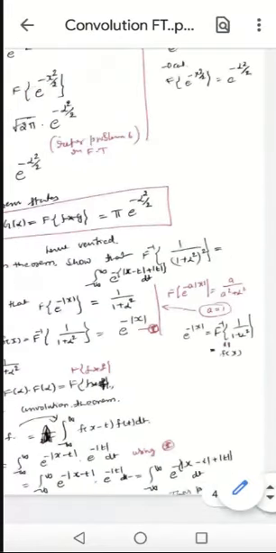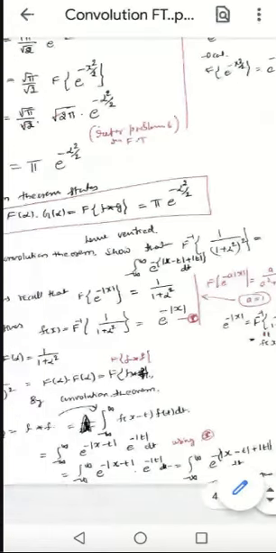Any doubt, any questions you can ask. This is what convolution is.